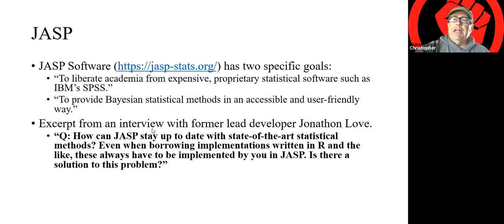First, JASP software, and you can download either of these programs freely just by searching JASP software, Jamovi software. JASP has two specific goals. I really like these goals. They strike me as being very punk rock. To liberate academia from expensive proprietary statistical software such as SPSS. And then the other goal is to provide Bayesian statistical methods in an accessible and user-friendly way.